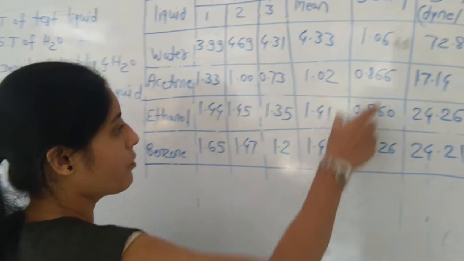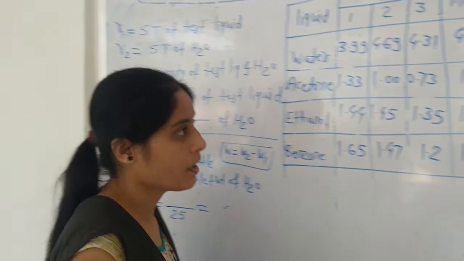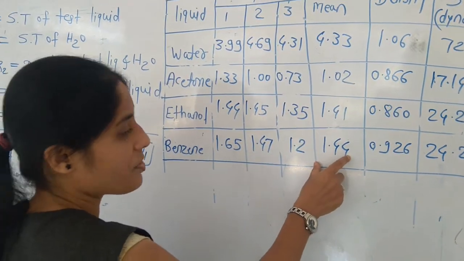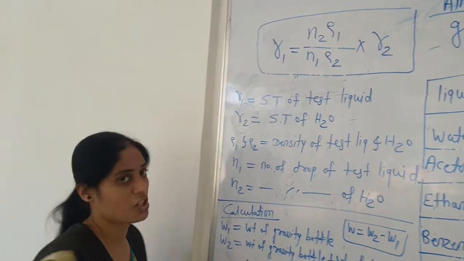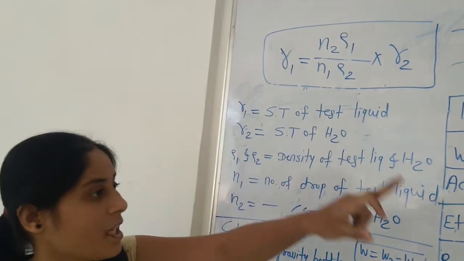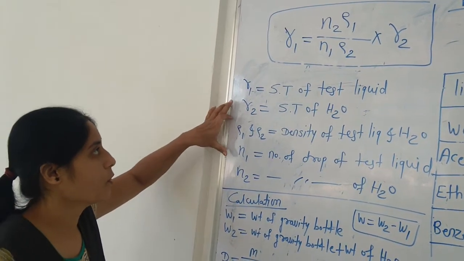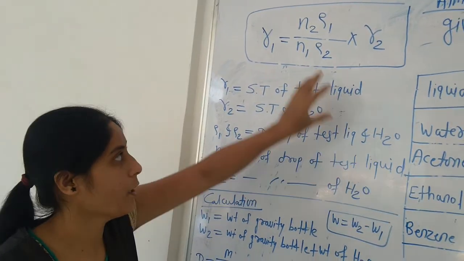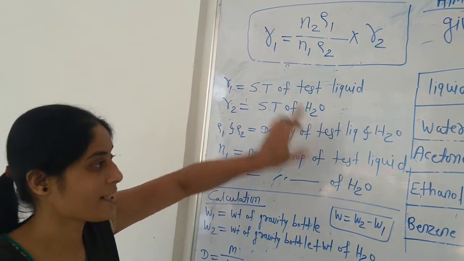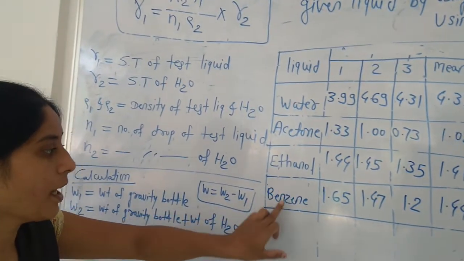Then the density we have already calculated. Using the weight of the drops and the density, we fill these values into the surface tension formula and calculate the surface tension. You have to know what N1, N2, rho 1 and rho 2 are. All the values are filled into this formula to calculate the surface tension of acetone, ethanol and benzene.